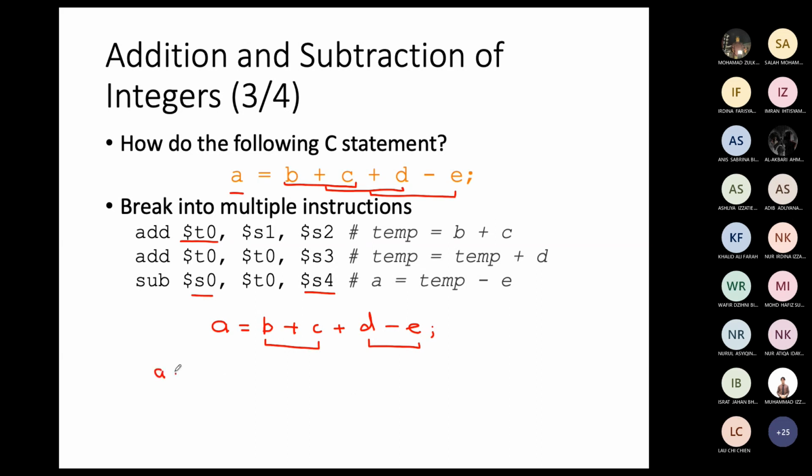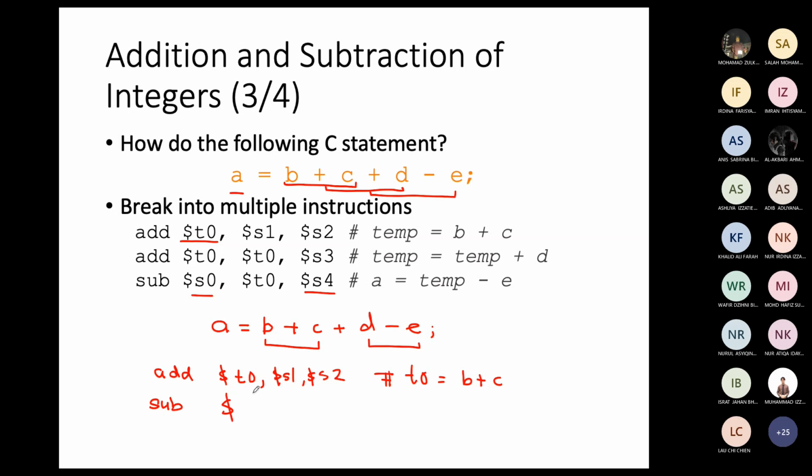So you can write ADD. For B plus C, we would store it in a temp, $T0, and then for B here is $S1, comma, $S2. In the comment, T0 is equal to B plus C. And then this one is subtraction, so you would sub.